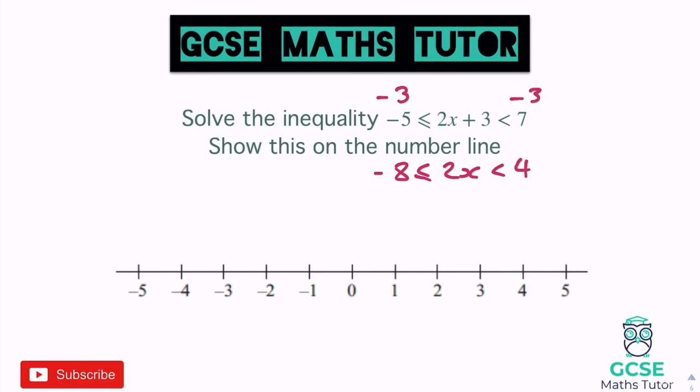And there we go. Obviously I want to have x on its own, so now I want to divide by 2 just like we've done before. That'll give me the x in the middle. There we go, keep all the symbols the same. Dividing them both by 2, 4 becomes 2 and -8 becomes -4. There we go, and now it's an inequality that we can draw on the number line.